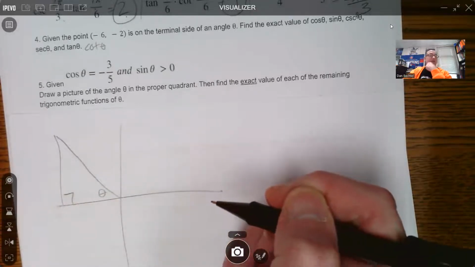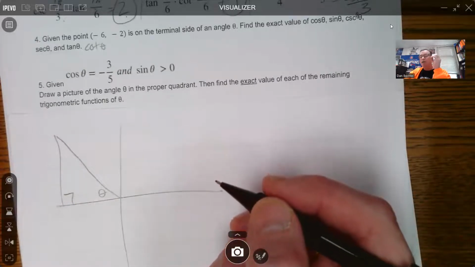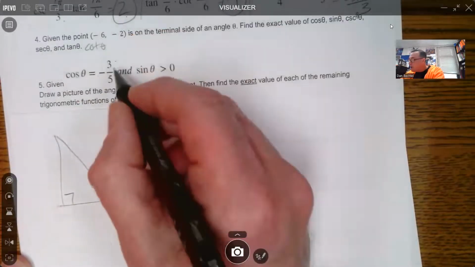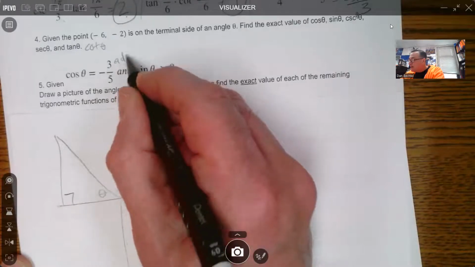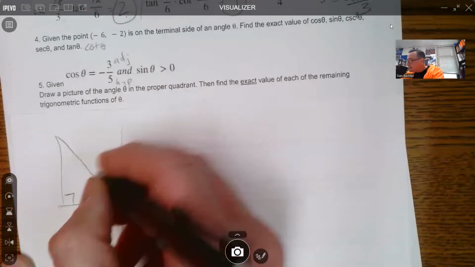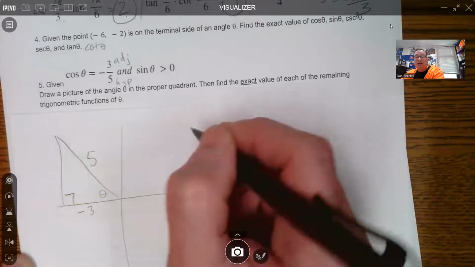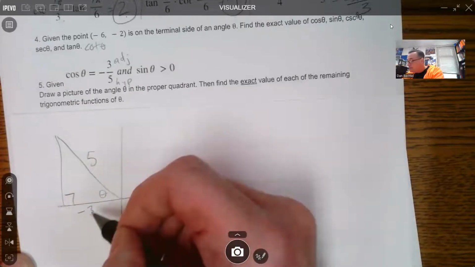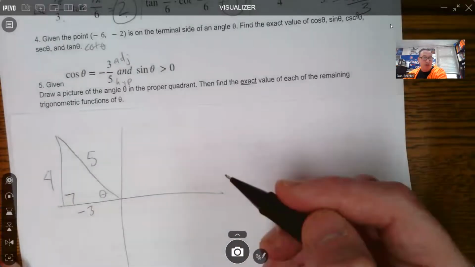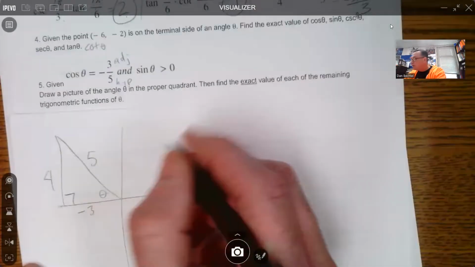Now, if the cosine is -3/5, remember that when we look at this, this right here is our adjacent, and this right here is our hypotenuse. Hypotenuse is never negative. So this means the -3 will be this one, and the hypotenuse is going to be 5. Now, guys, I'm not stretching you too far to say this is a 3, 4, 5 triangle. It is in the proper quadrant. And so to do the rest of them should not be very difficult because these are all whole numbers.